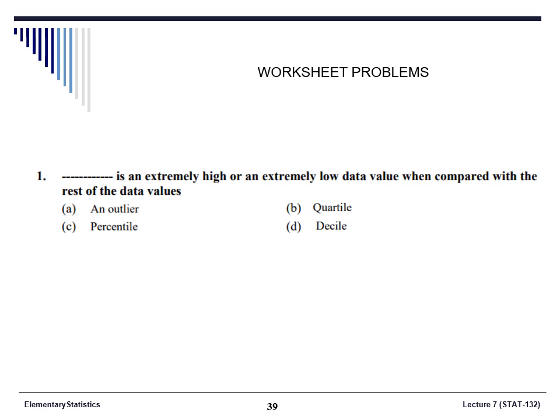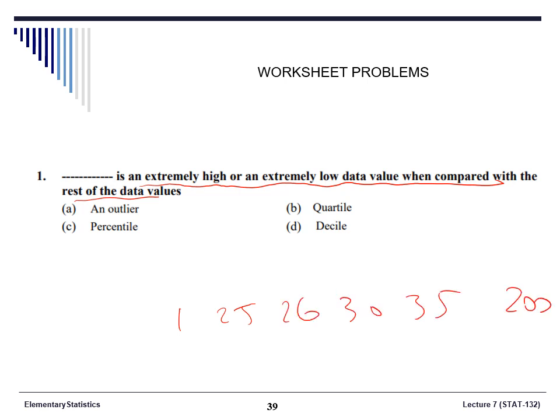Okay, let's look at the worksheet problems. Which one is an extremely high or extremely low data value when compared with the rest of the data values? Remember this, like if you have some data going like 25, 26, and then 30 and 35, then it jumps to 200. So these very extreme values, extremely high or extremely low values, we call outliers because they lie outside of the rest of the data, kind of.